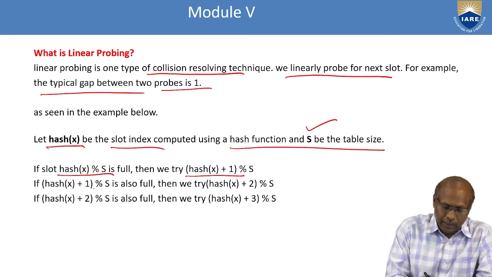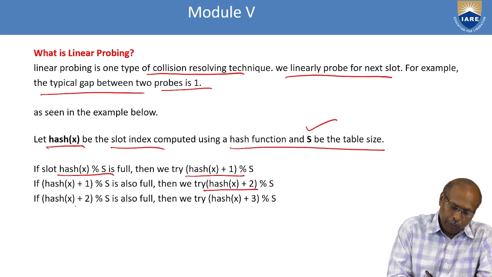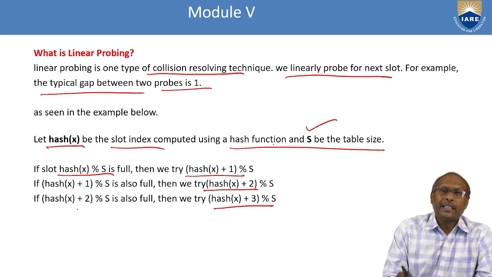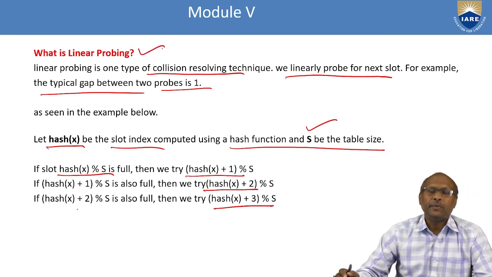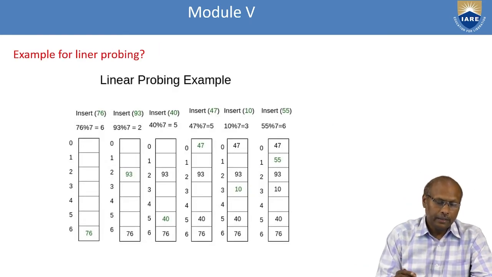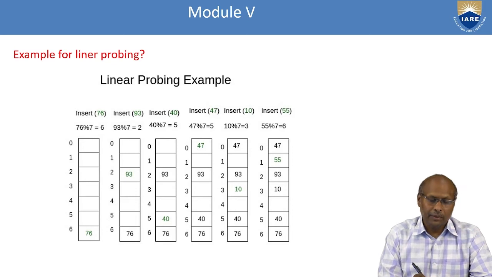If +1 is also full, then go to next. If this +2 is also full, go to next. So like this you have to go. This is the linear probing technique. What is linear probing? They will ask you to give an example.